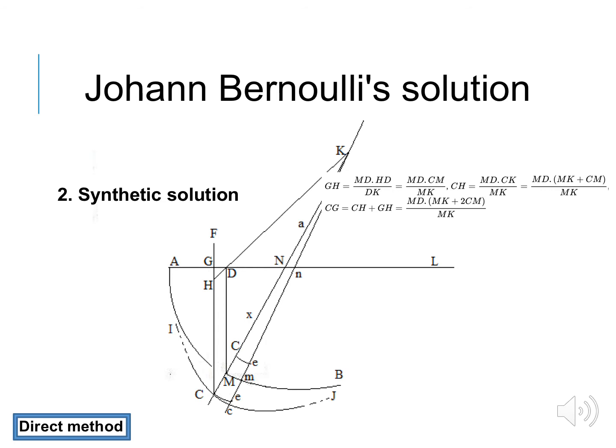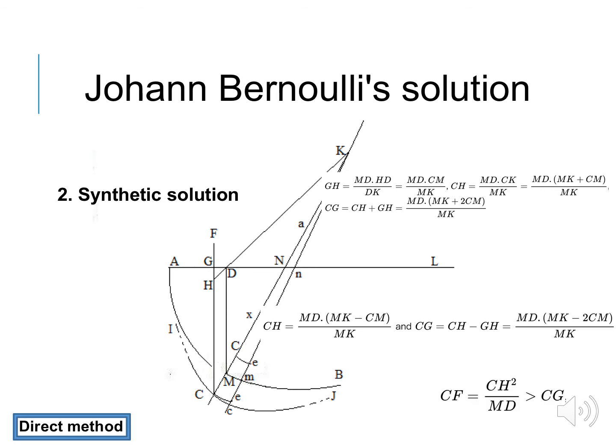If CE is closer to K than MM, then CH equals MD times (MK minus CM) over MK, and CG equals CH minus GH, which equals MD times (MK minus 2CM) divided by MK. In either case, CF equals CH squared divided by MD and is larger than CG, and it follows that tau is smaller than T.